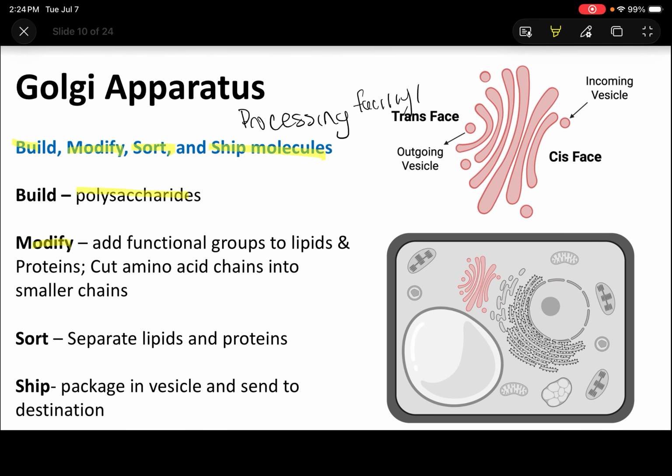So again, as lipids and proteins come into the Golgi, they're put into little packages and then sent out to either outside of the cell or within the cell in order to get to its specific destination. So think of it as a processing, shipping facility.